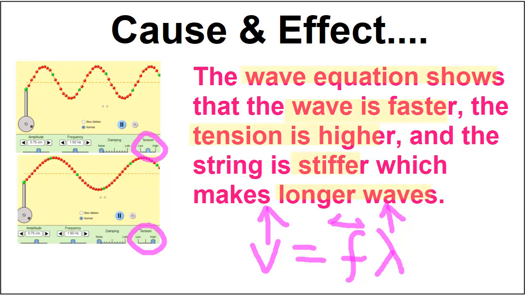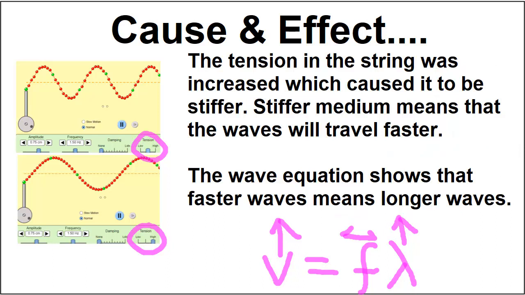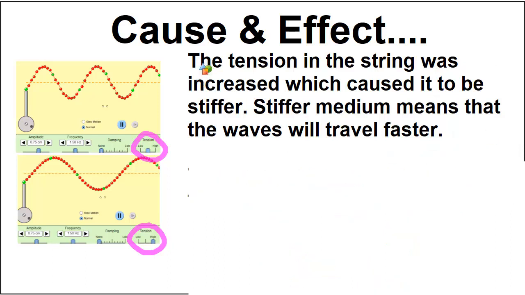Let me show you a better way to write this using cause and effect, so you link your ideas together so they make sense. What I did was, first I did this: The tension in the string was increased, which caused it to be stiffer. A stiffer medium means that the waves will travel faster.